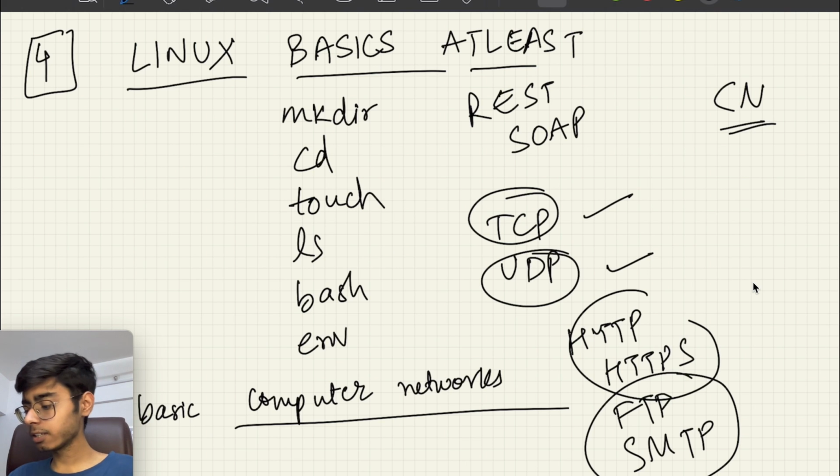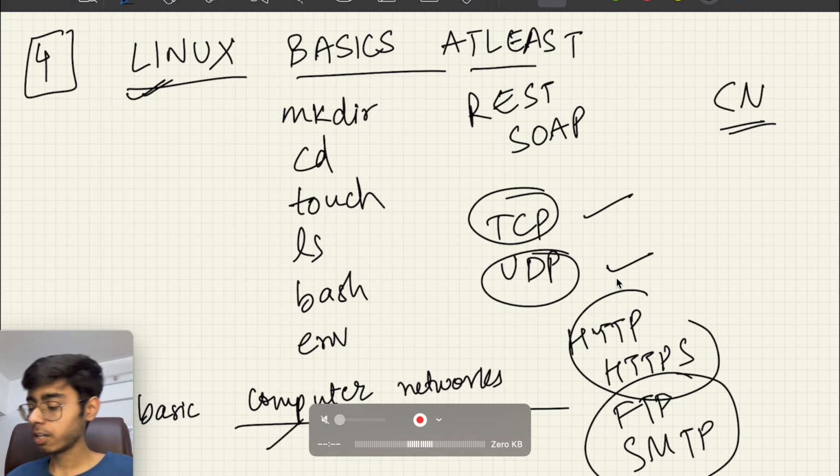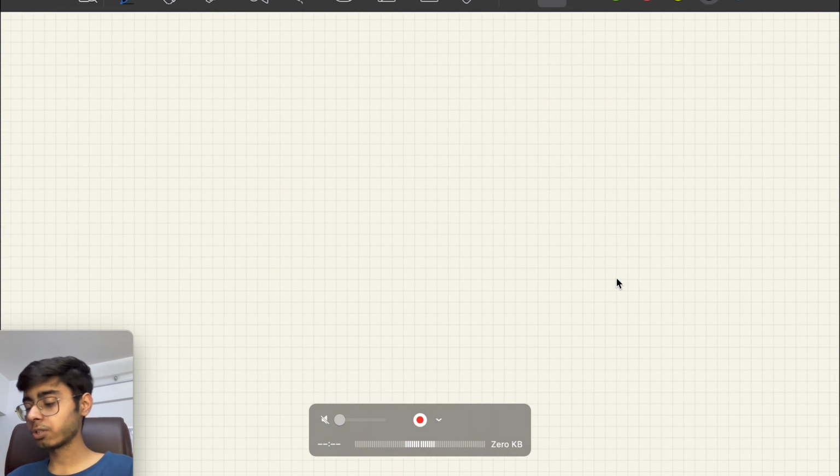If you ask how many days you should give to this, I guess a week, right? So 2 or 3 days you can give to Linux, 2 or 3 days you can give to computer networks, right? So in 1 week you can learn the basics of computer networks and Linux, which are important for learning backend, right? So this was the next step that you should be learning.